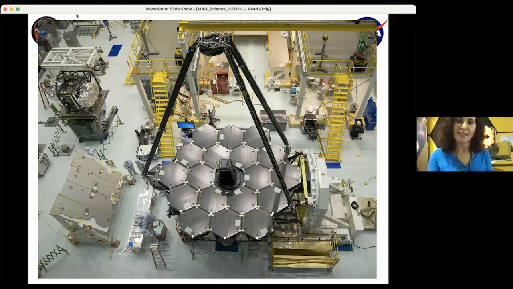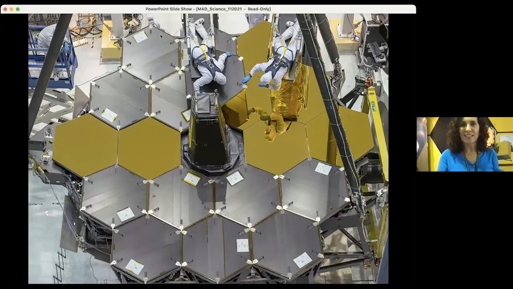So let's see what happens. Can you guys see this very cool picture? Can you see two gentlemen, or two people? I don't know, one of them could be a lady working. They're removing the covers. We told them we are ready to use the mirrors. Can you please remove the covers?